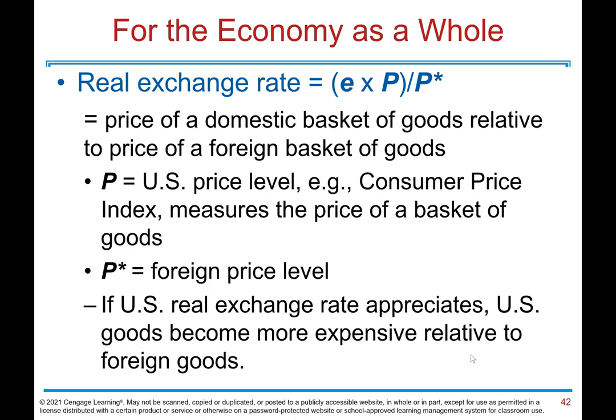For the economy as a whole, the real exchange rate, calculated as E times P over P star, is equal to the price of the domestic basket of goods relative to the price of the foreign basket of goods. P is the US price level; for example, the consumer price index measures the price of a basket of goods. P star is the foreign price level. If the US real exchange rate appreciates, US goods become more expensive relative to foreign goods.